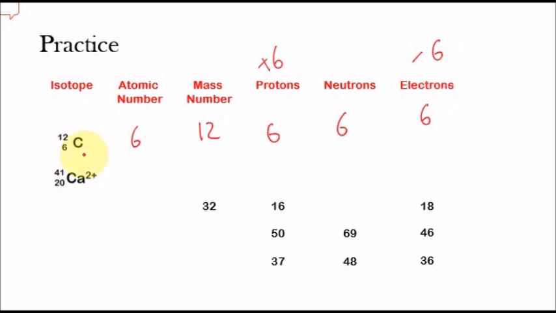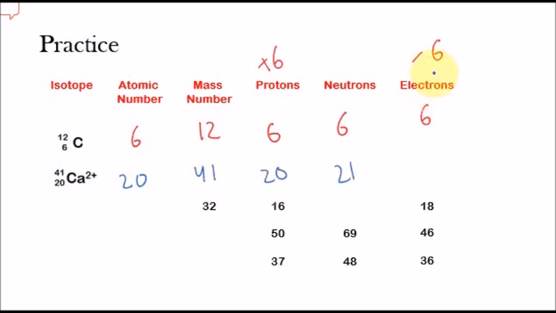Now let's look here. We have the atomic number to be 20 and the mass number to be 41. We know that the atomic number is the number of protons, so we can just put that 20 here. The neutrons plus the protons equals the mass number. What number plus 20 equals 41? It's 21, so 20 plus 21 equals 41, so we're getting the mass number.